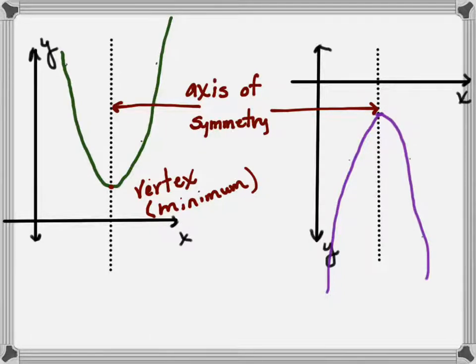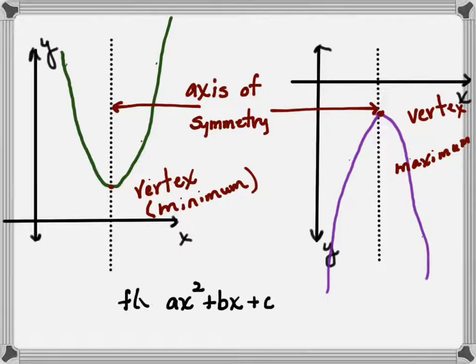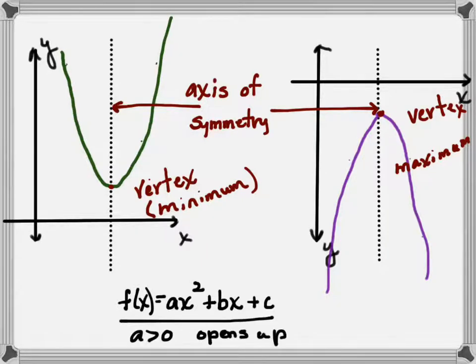Okay, the vertex of a parabola that is opening upward is going to be a minimum. That's the lowest point on the graph. And if it opens down, then the vertex is going to represent a maximum. This is in the form f of x equals ax squared plus bx plus c for now. And we know that if a is greater than 0, the parabola opens upward, and if a is less than 0, then it opens down. This is all review for you. You already know all of this, I hope.